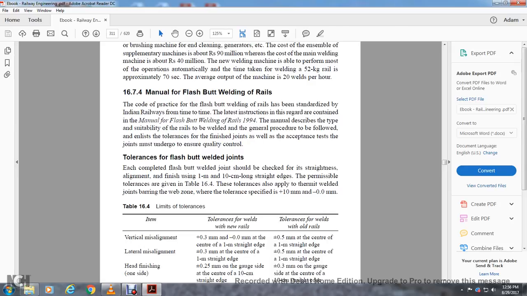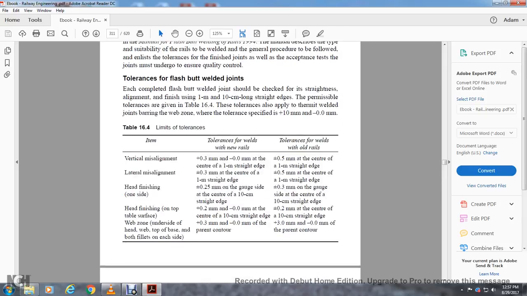Tolerance of flash butt welds. Each completed flash butt weld should be checked for straightness of the line with a 1 meter and 10 centimeter long straight edge. The permissible tolerance is given in 16.4, but the tolerances can also apply to thermite welding, joint bearing welding zones, where the tolerances are specified as plus 10 millimeters, negative 0.0 millimeters.